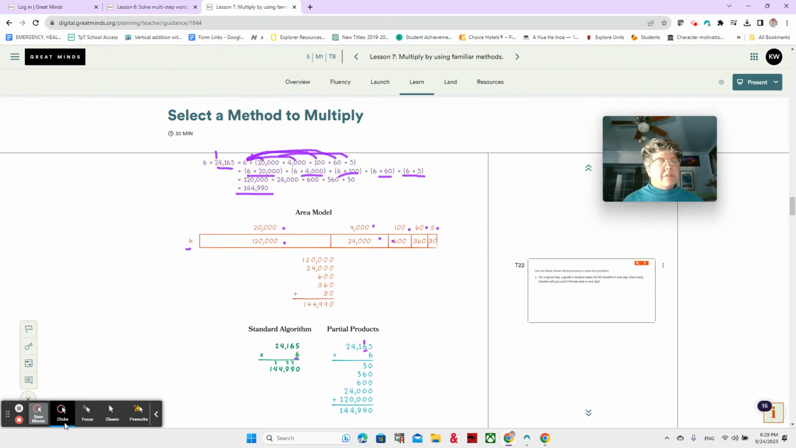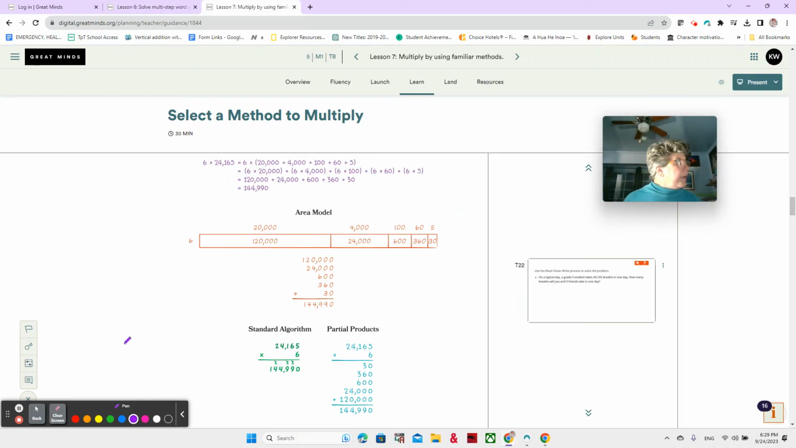Let's clear that screen. Let's see, can we clear that screen? Maybe not. Oh, there we go. Clear the screen. There we go. Okay.